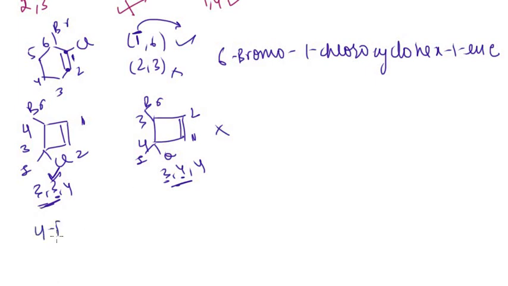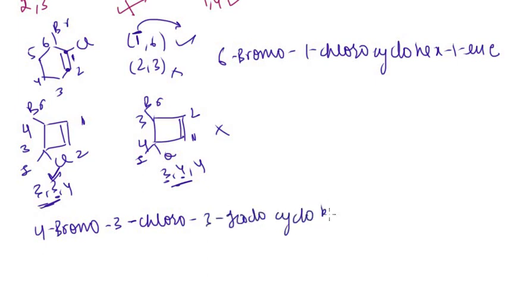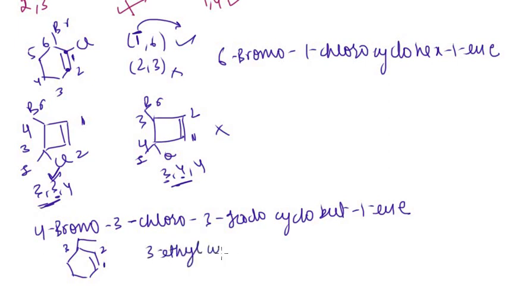Now it is 4 bromo, 3 chloro, 3 iodo cyclobut-1-ene. Now if I choose like this, if I put an ethyl group, then 1, 2, 3. If it is a single group, then we have to only focus on it. So here it is 3 ethyl cyclohex-1-ene. Now I am just writing some compounds.